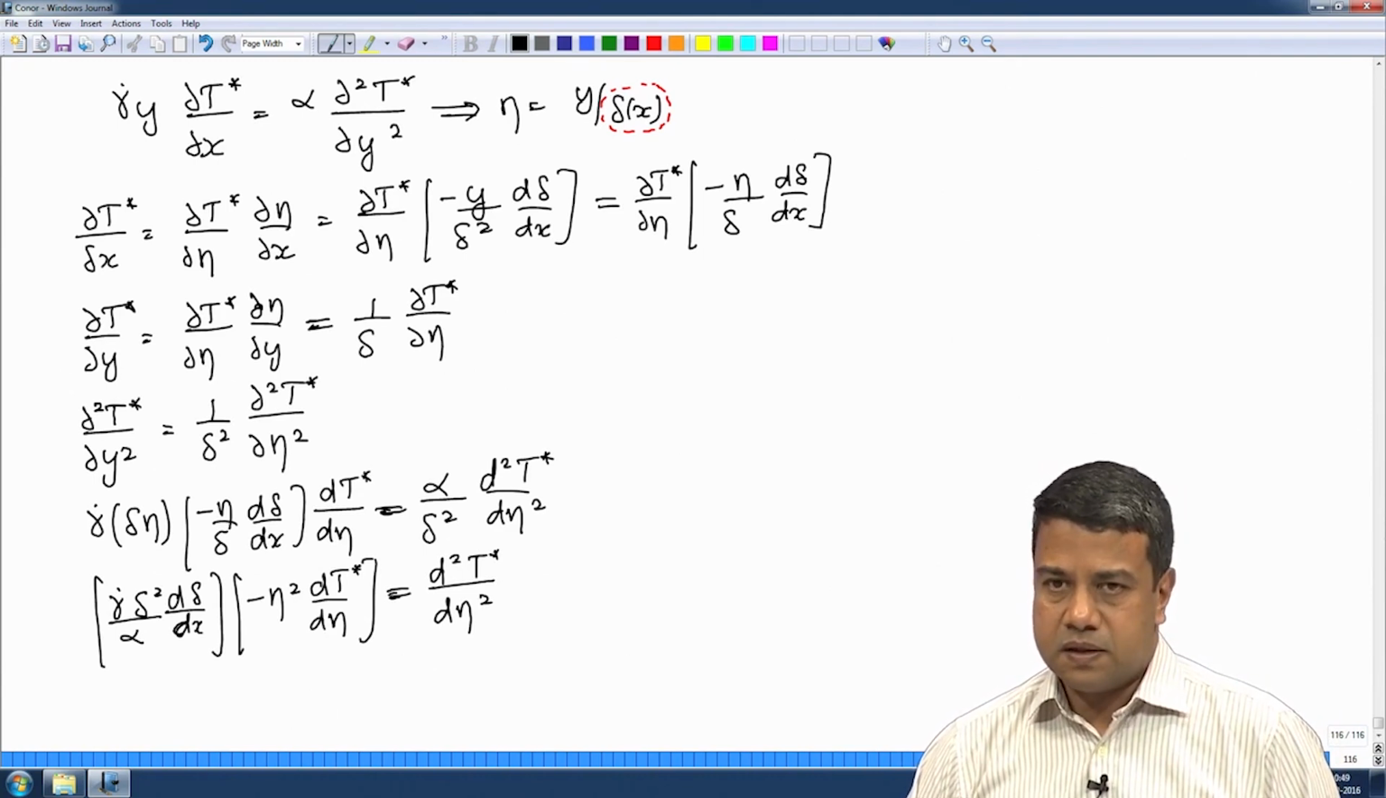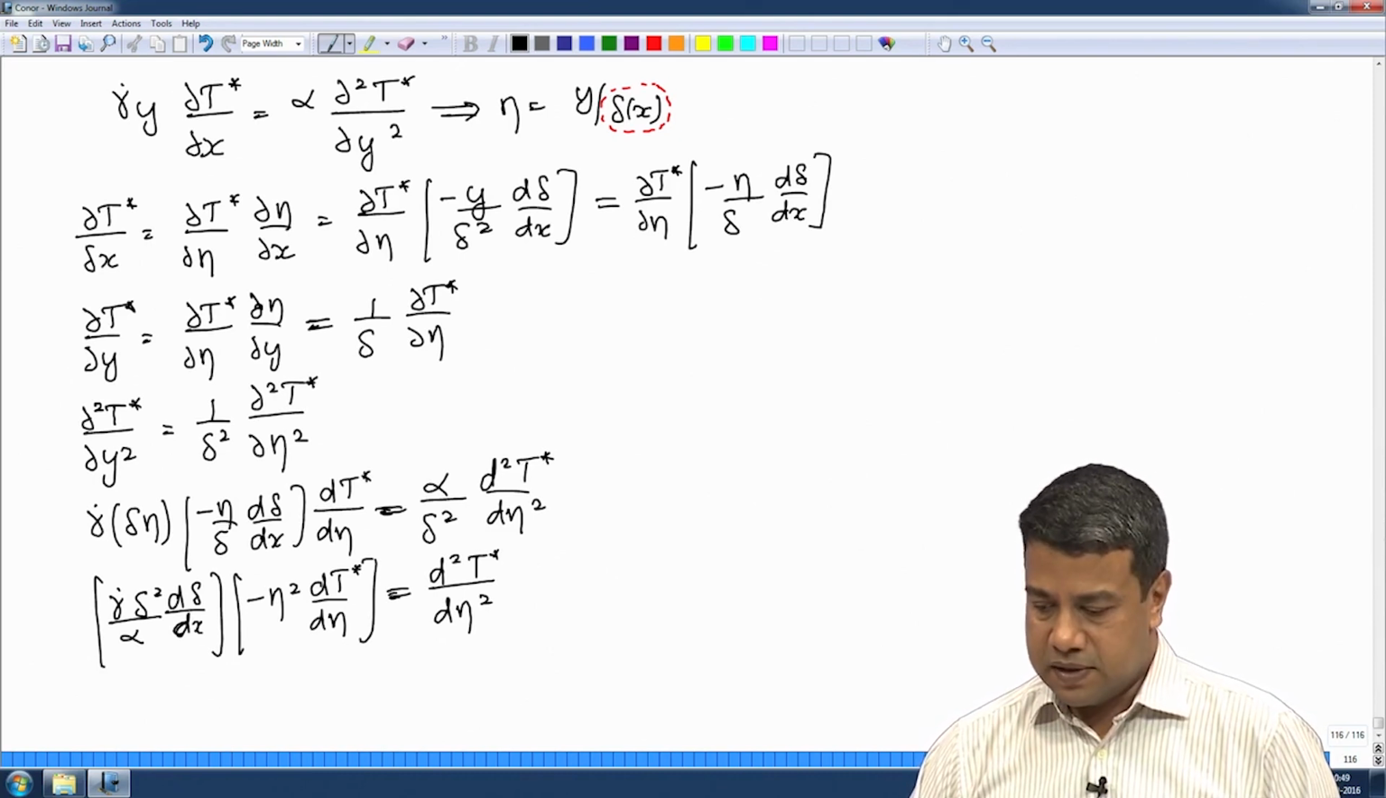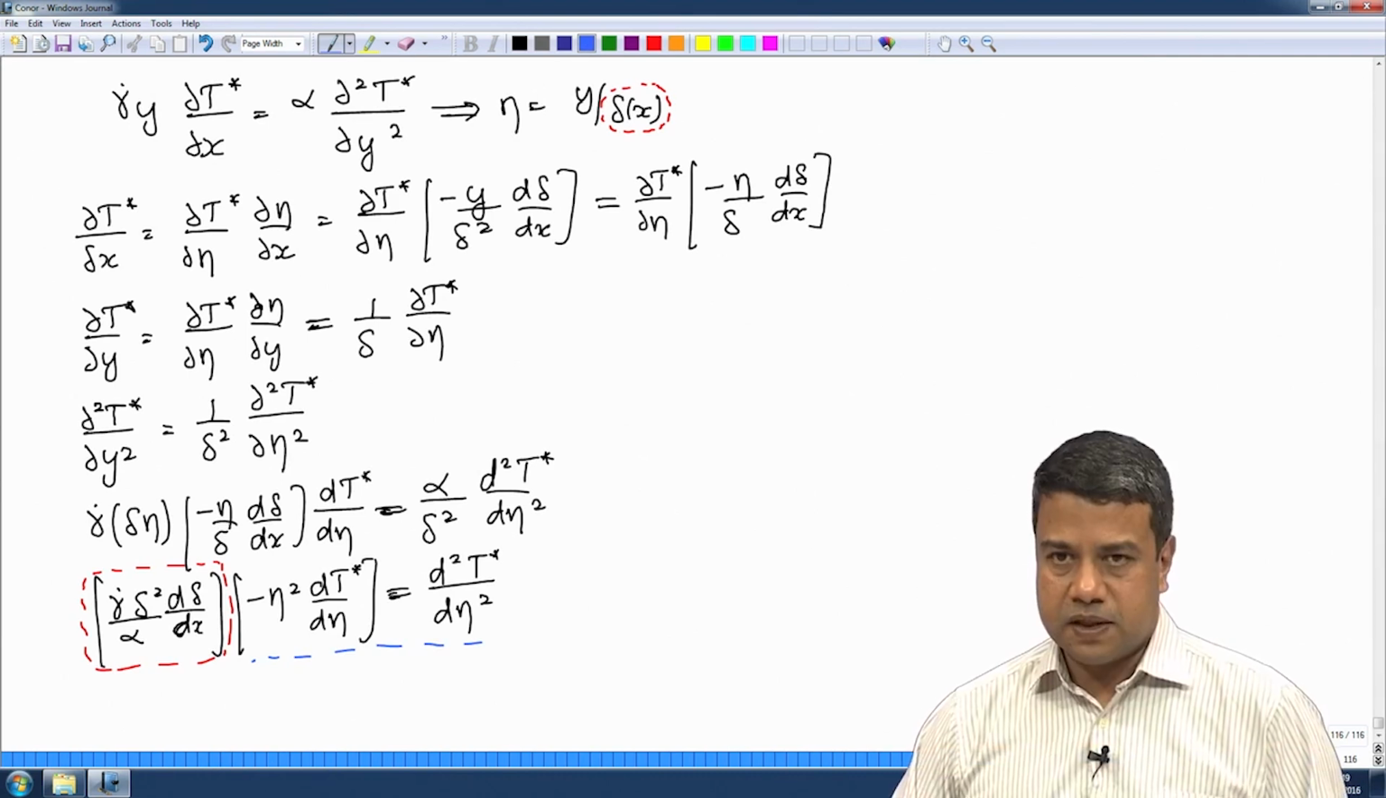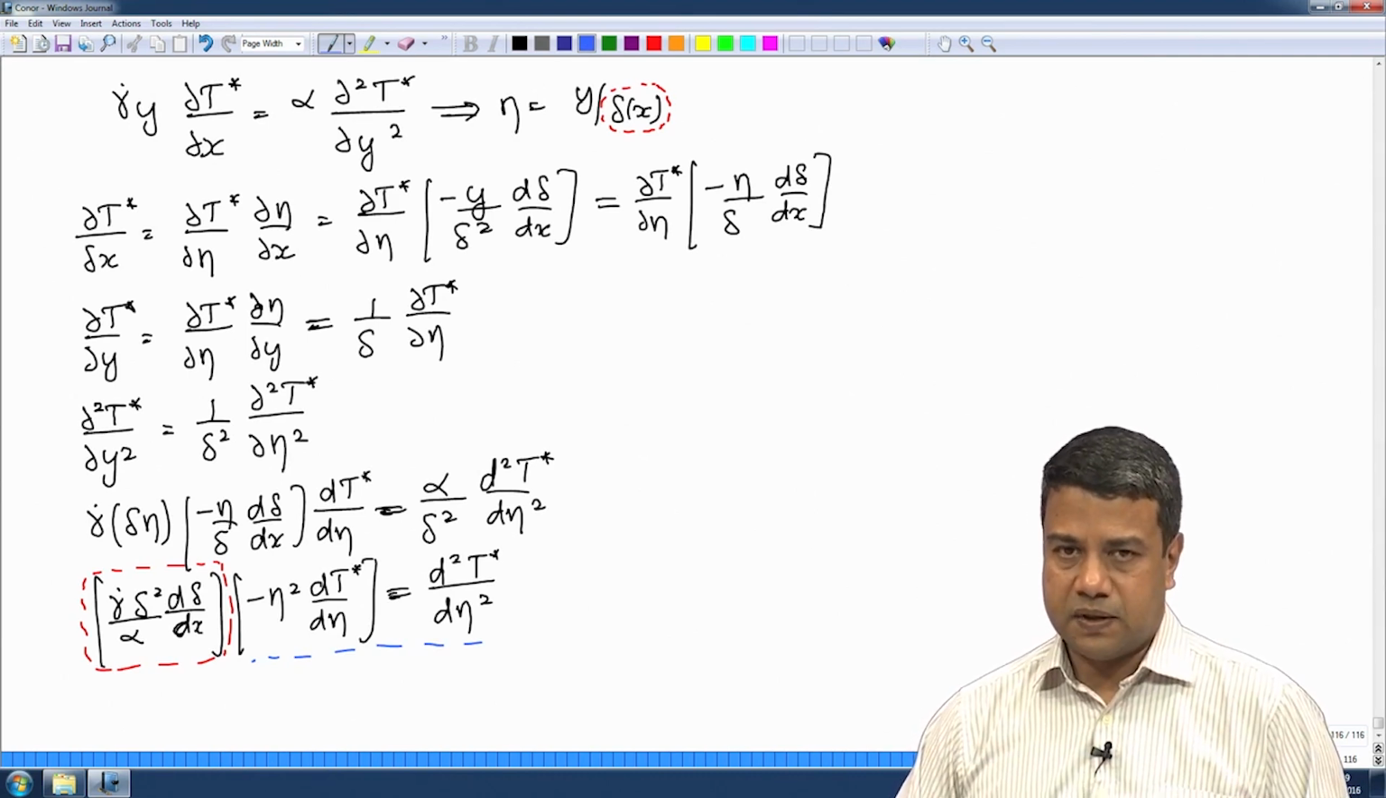So, this is the equation in terms of the similarity variable, and for a solution to exist for this equation, as you can see, this term here has to be equal to a constant. It should not depend upon x or eta, it should be equal to a constant. If this is a constant, then the rest of the equation is only a function of eta, and therefore, I can get a similarity variable for the problem in terms of the temperature field for eta.